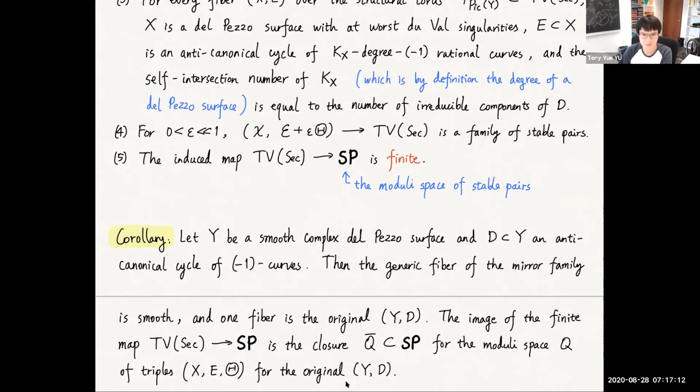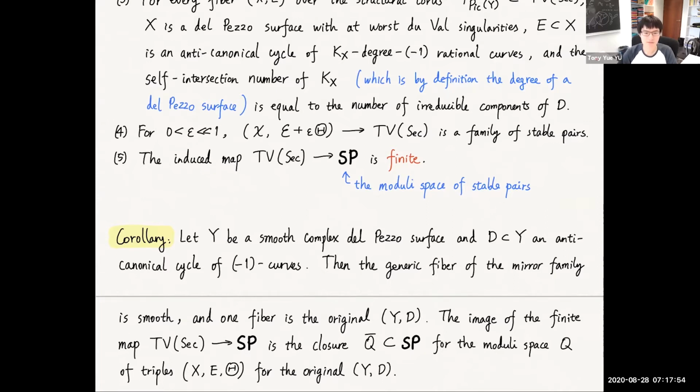And we have this assumption that D is an anticanonical cycle of -1 curves. Without this assumption, the mirror family, the generic fiber will not be smooth. All the fibers will be singular, and we can have an analogous statement, but it's a bit more technical to state. So that is the rough idea for the application of the Frobenius structure conjecture to the study of moduli space of Calabi-Yau pairs.